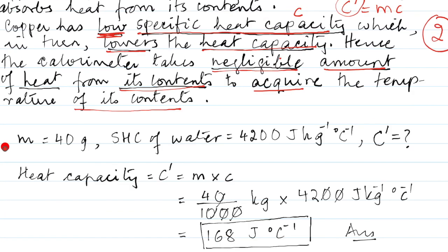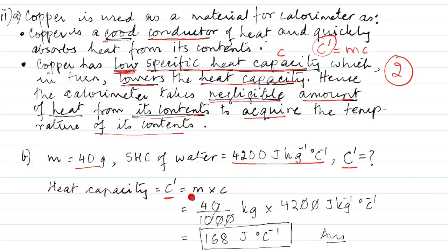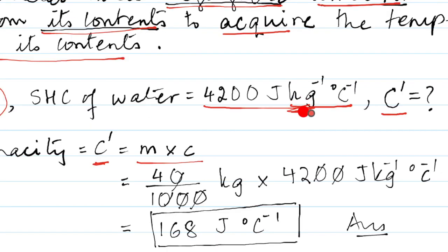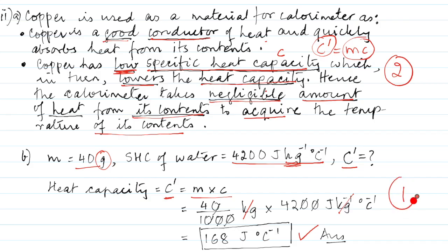Now let us come to the B part. Mass was given as 40 gram, specific heat capacity of water was given in SI, and we have to find heat capacity. So the heat capacity formula is m into c, as we saw here also, and m will be 40 upon 1000. Why did I divide by 1000? Because this is in gram and this is here in SI. So I have to make this into kg, and then you cancel the 0. 42 into 4, 168, and kg and kg unit-wise will get cancelled, and joule per degree C. So that is our correct answer, 168 joule per degree C, and that is our 1 mark.